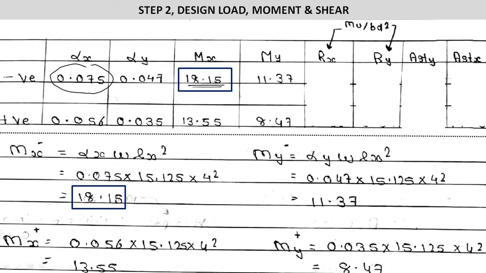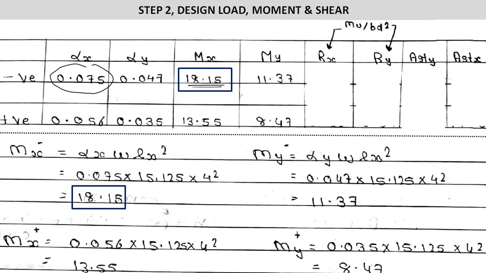So alpha x, which is 0.075 into W, which means Wu from the second step, 15.125, into Lx square, which means the shorter span. So for this it will be 4 square. So by calculating it, you will have the value of Mx in negative side as 18.15.